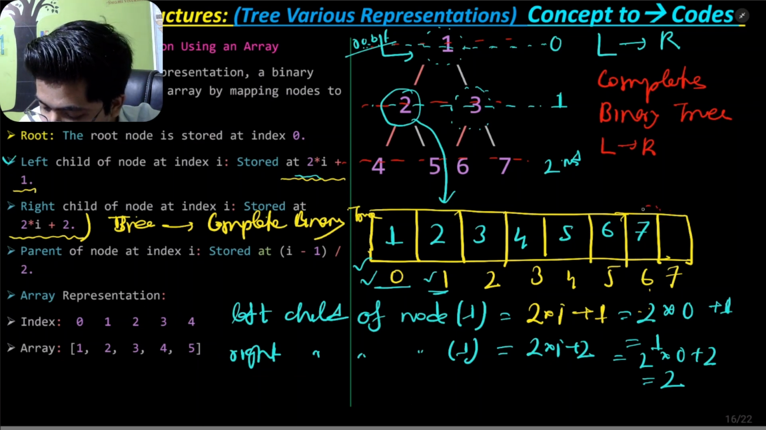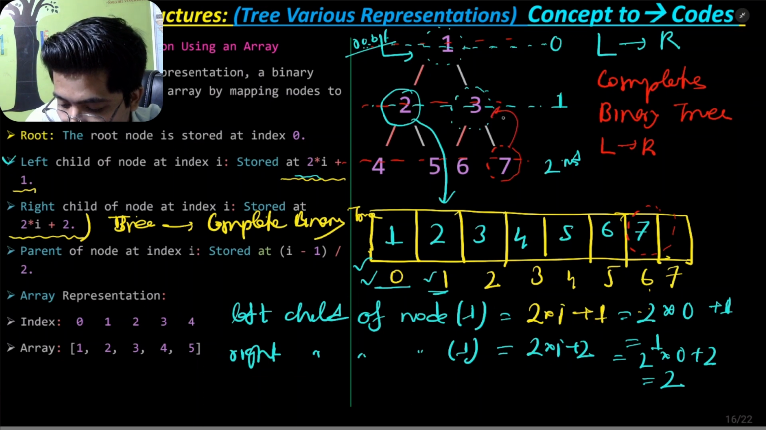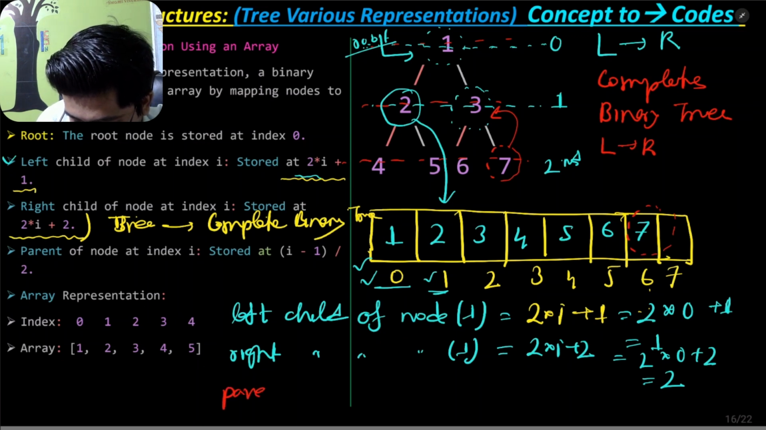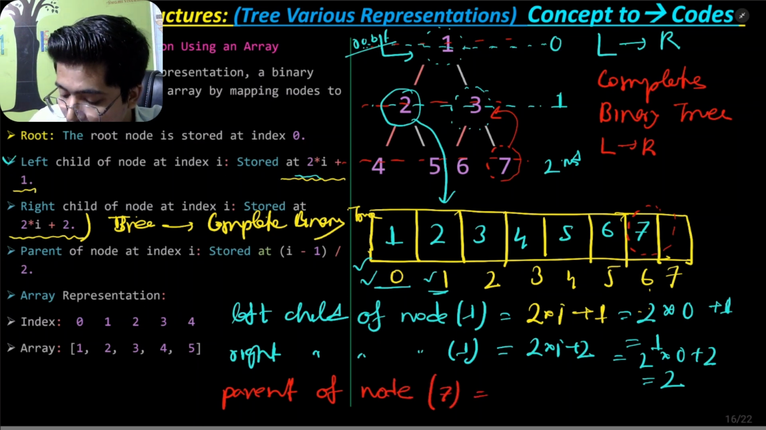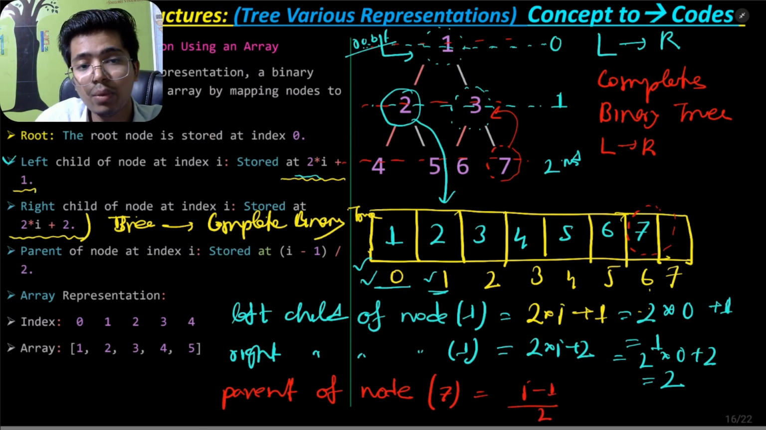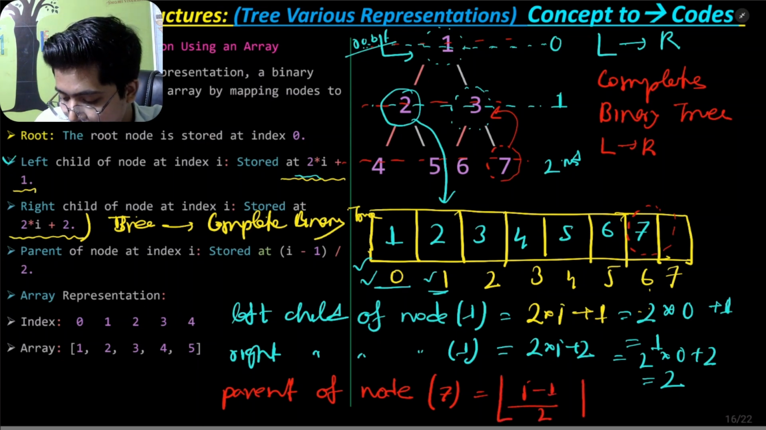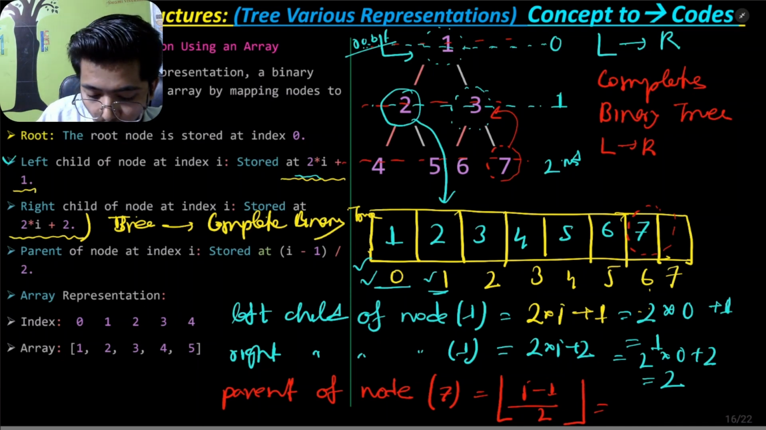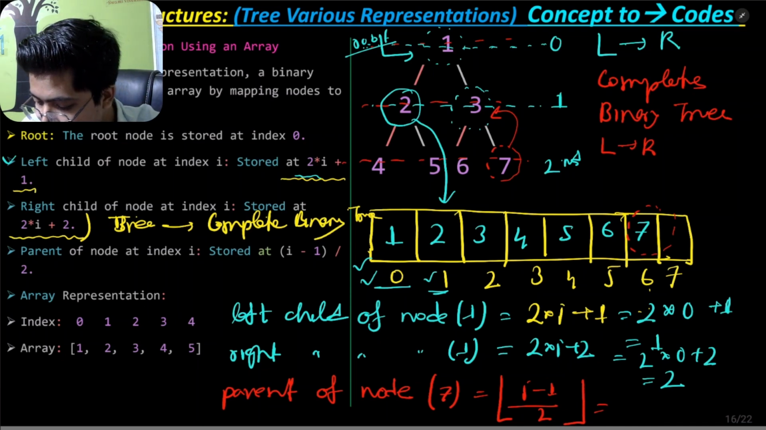We want to find the parent of this element 7. So this is 7, and the parent of 7 is 3, that is called the parent. We want to find the index, so we'll find that. The parent of node 7 will be, according to the formula, I minus 1 by 2, and we take the floor value. 7 is at index 6.